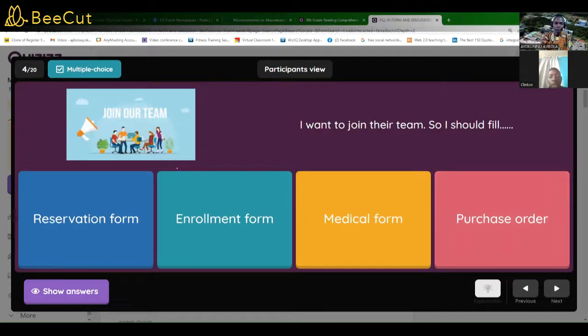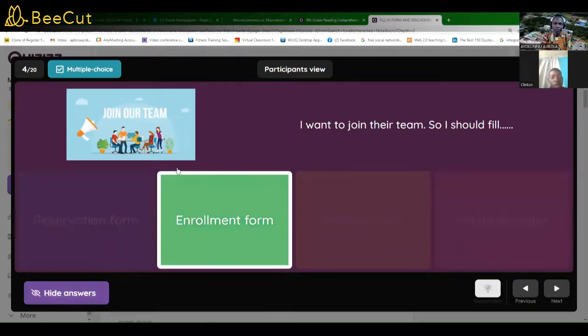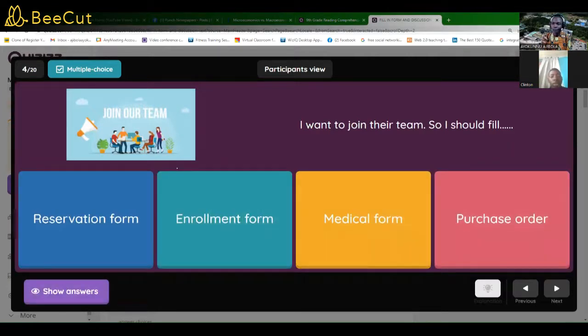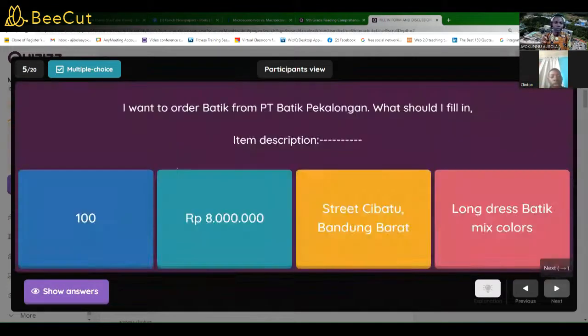I want to join her team, so I should fill enrollment form. Enrollment form, that's correct. So what's the next one? I want to order batik from PT Batik Pekalongan. What should I fill in?